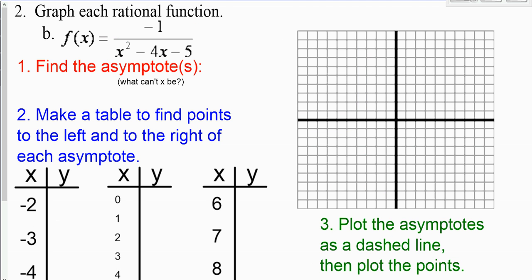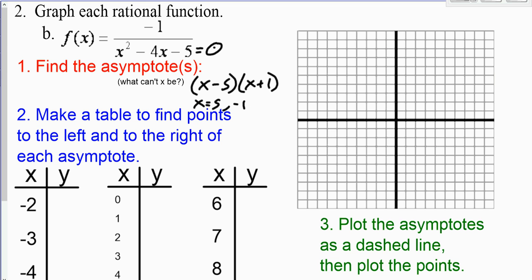Let's look at another one. So f of x equals negative 1 over x squared minus 4x minus 5. Well, to find my asymptotes, where this is equal to 0, again, finding a zero of a quadratic, I would want to factor. So I can do x minus 5 and x plus 1. These are going to give rise to zeros at x equals 5 and negative 1, which in turn are asymptotes.